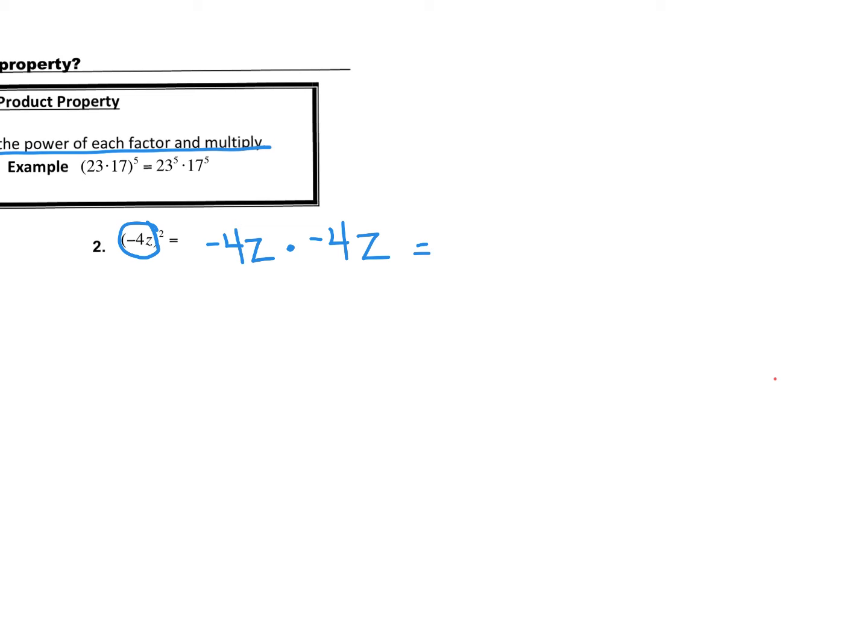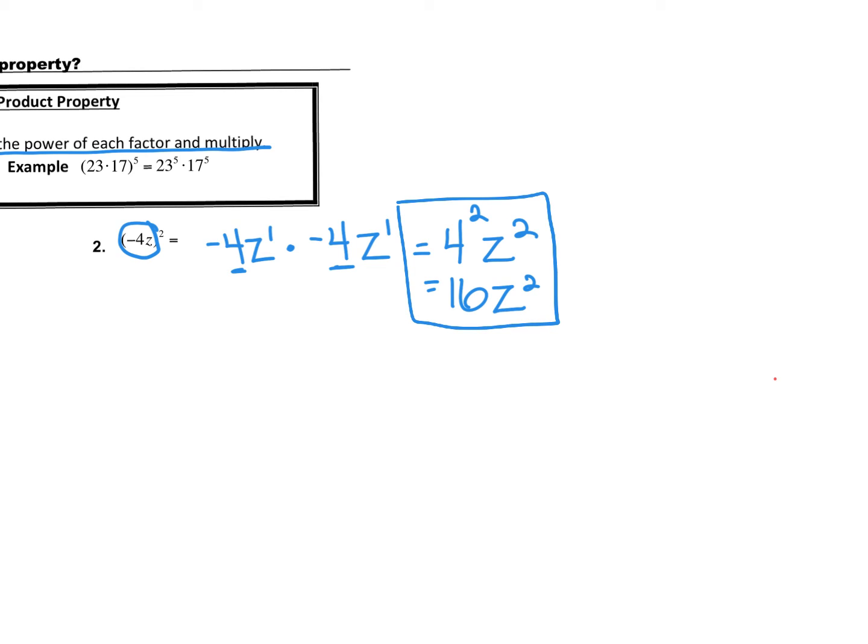So I have 2 negatives. These 2 negatives are going to make a positive. And then I have 1 and 1, and I'm going to have z squared. Now this is also equal to 16z squared. So I could have just multiplied these 2 and gotten the number, and then I'd have z squared. So either one of these answers would be just fine.